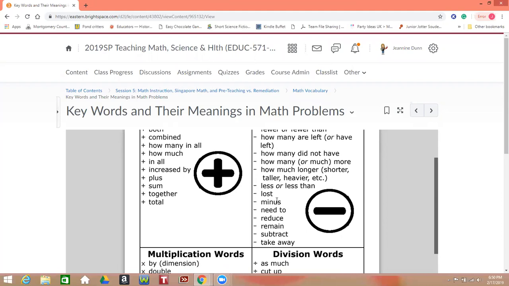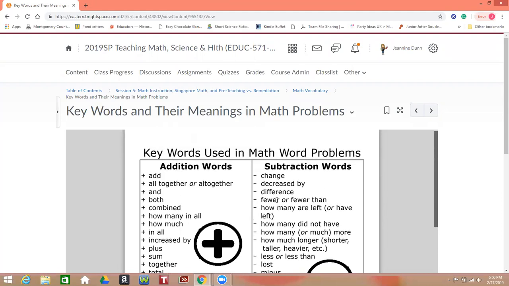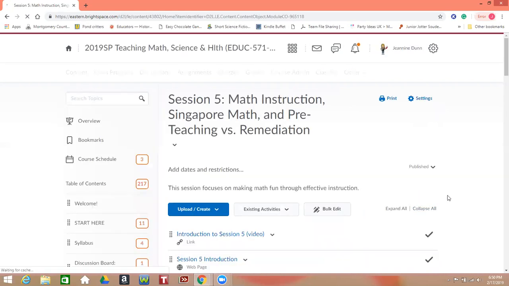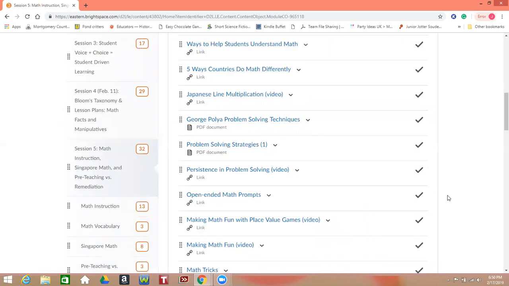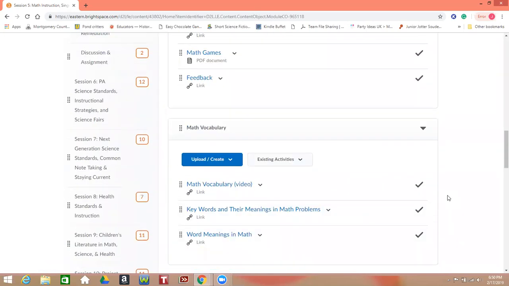But vocabulary can be one of those things that could hold students back if they don't have an understanding. So I think it is helpful to know operations and words that go along with it. So that's just a document for reference.